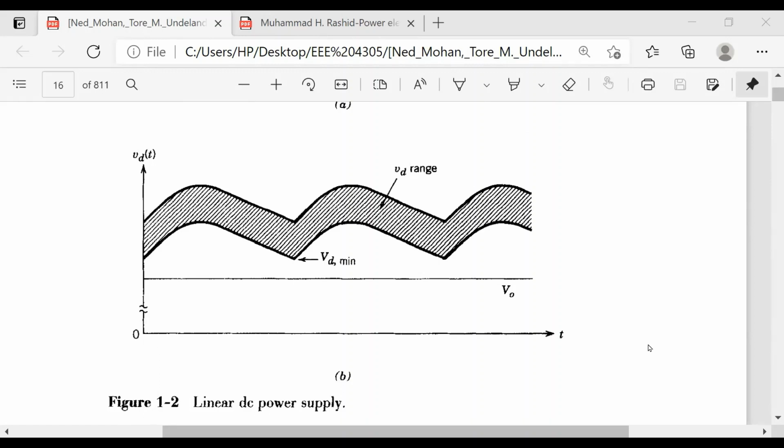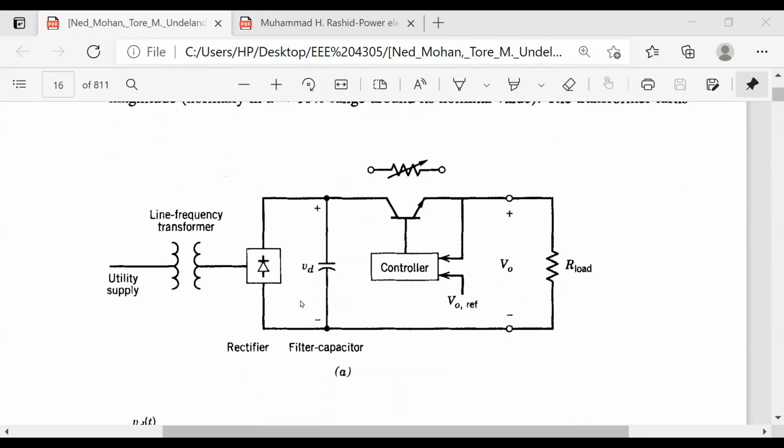Yes, sir. So we have used the simple circuit here. If the utility has a magnitude variation for any reason, the voltage fluctuates. If it fluctuates, then the output VD will change. What will be the expression of this VD if you are using a full diode rectifier? Can anyone tell me the expression of the VD?